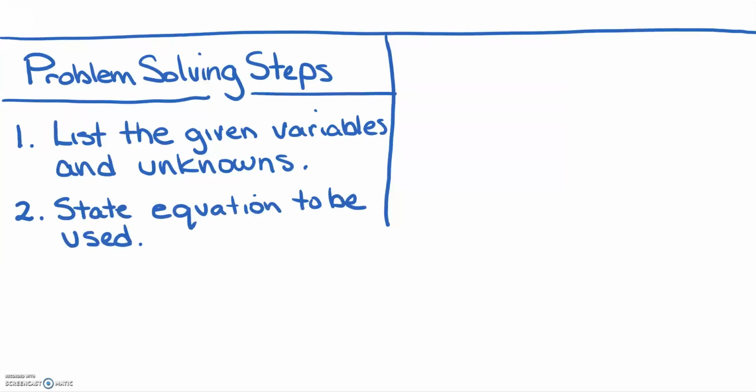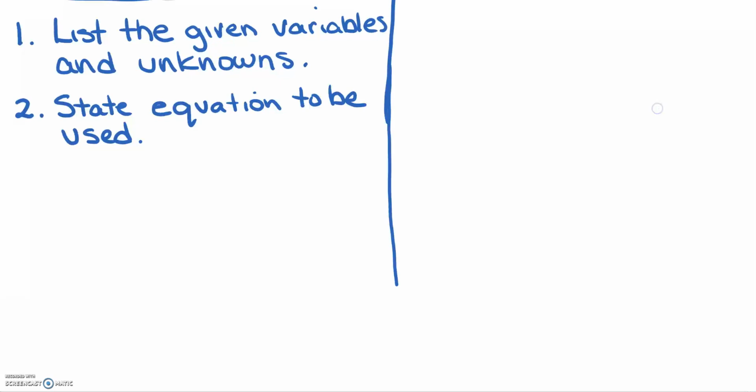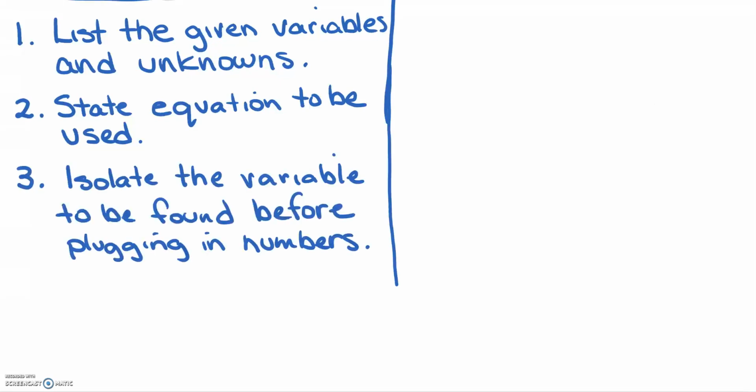The next thing is to, looking at those variables, decide what equation needs to be used and use that equation, writing it down, unsubstituted. Step 3. Isolate the variable to be found before plugging in any numbers. What do I mean isolate? Isolate means to use algebra to rearrange the equation so that the variable you're solving for is by itself on one side of the equal sign with the other variables on the other side of that equal sign.